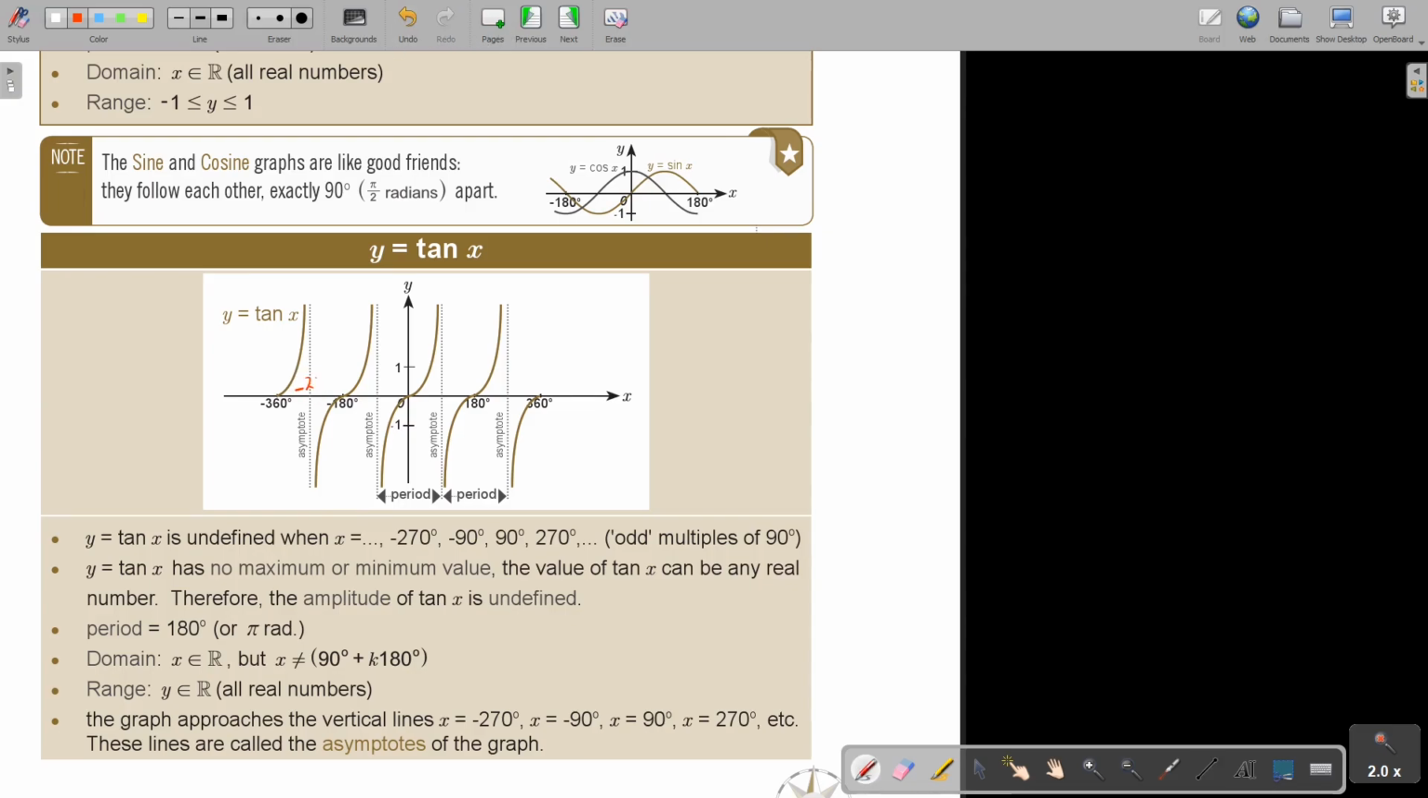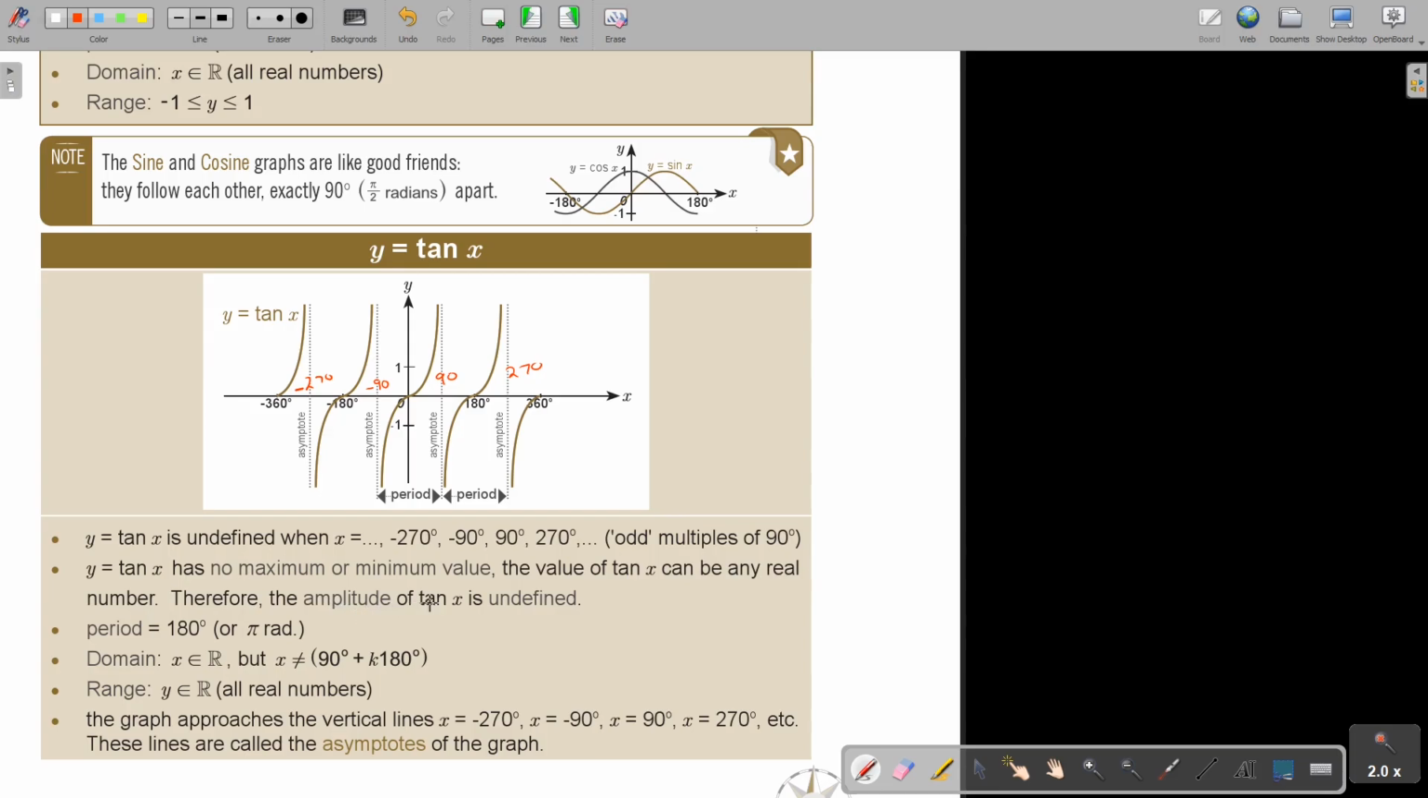There, negative 270. There is negative 90. And there it's 90 and 270, and it can continue. Okay, the odd multiples of 90. Interesting. So y equals tan x has no maximum or minimum value because it's going up, up, up. It's just going down, down, down. The value of tan x can be any real number.